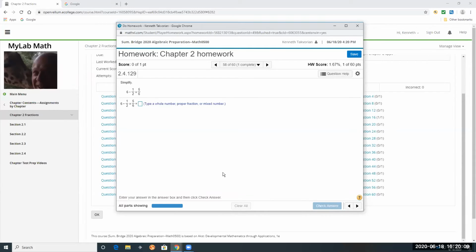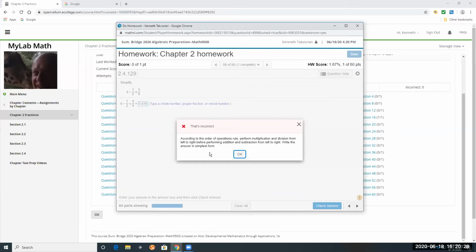Let's look at this problem. Assuming I've done the work on a piece of paper, just because I'm working on a computer doesn't mean I can't use paper and pencil. I do all my calculations out, and I believe the answer is 0.415. And let's check the answer. Although, according to the order of operations, we'll perform multiplication, division from left to right, etc. It didn't like that answer.